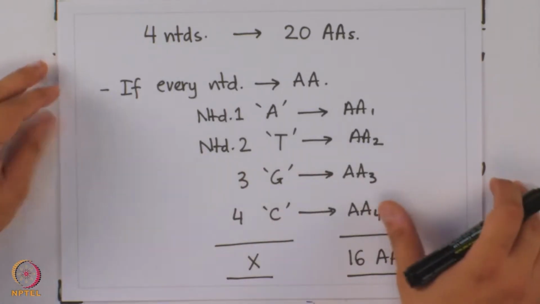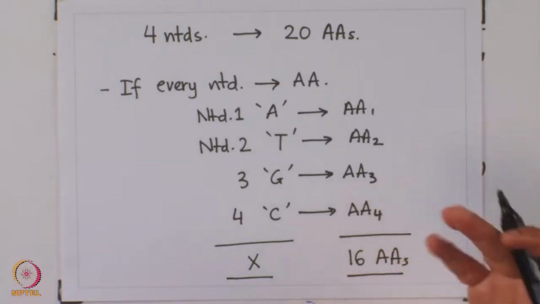So, what could work? Let us build the complexity associated with this association, and now let us imagine a scenario where every doublet, 2 nucleotides, corresponds to one particular amino acid. Does that solve our problem?